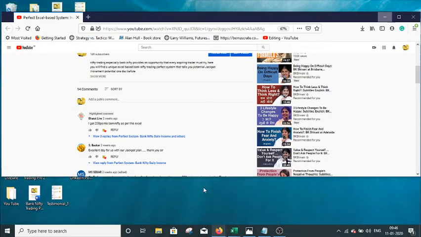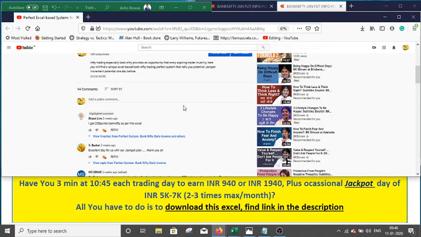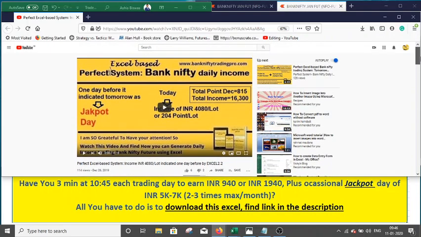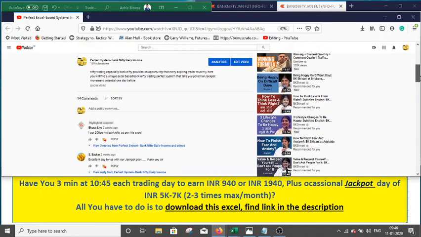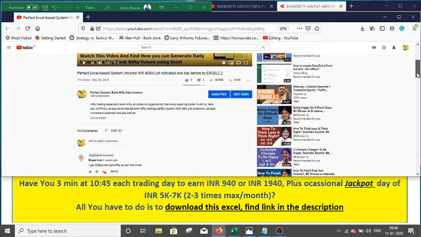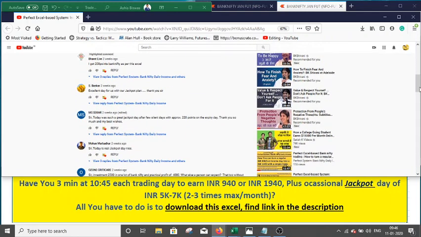And I can show you that some of you who have downloaded this Excel sheet also mentioned this. This was my video of the 26th. As you can see, a lot of you who are using this Excel noted down. I got 200 points in Bank Nifty as per the Excel. Bharat says excellent day for us with our jackpot plan.